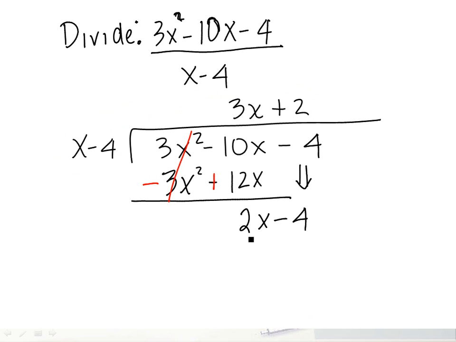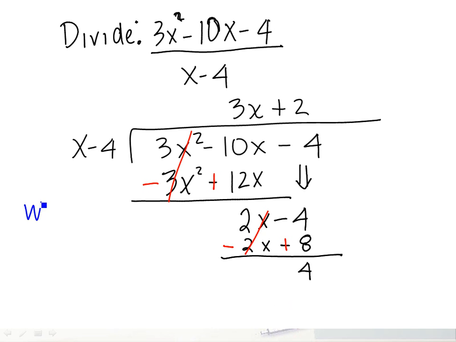You get 2x minus 8. And right off the bat we see that we have a remainder because these are not the same. Then we subtract. That means change all the signs. So minus, plus here. That cancels, but we have a negative 4 plus 8, which is positive 4. Positive 4. So how do you write the answer when you have a remainder?